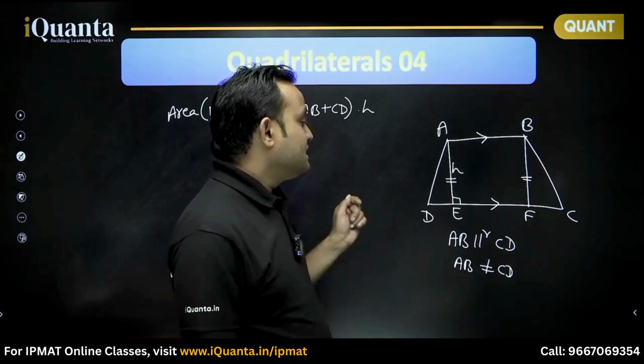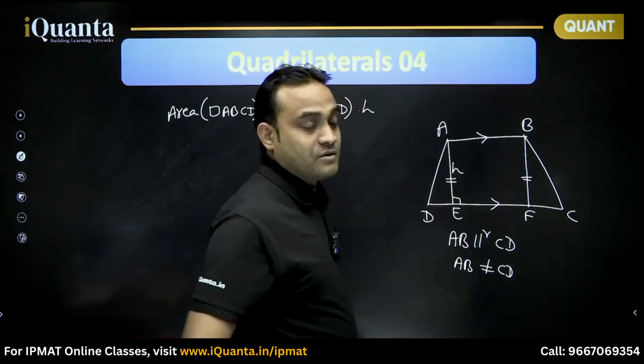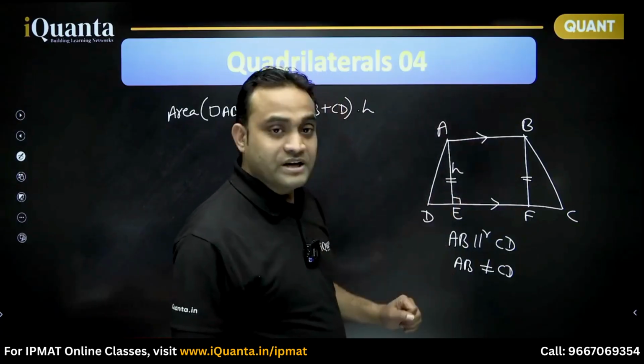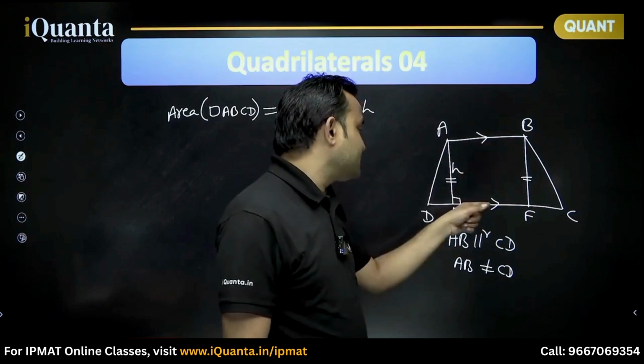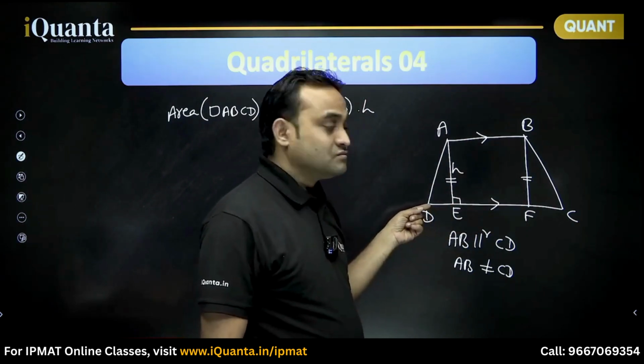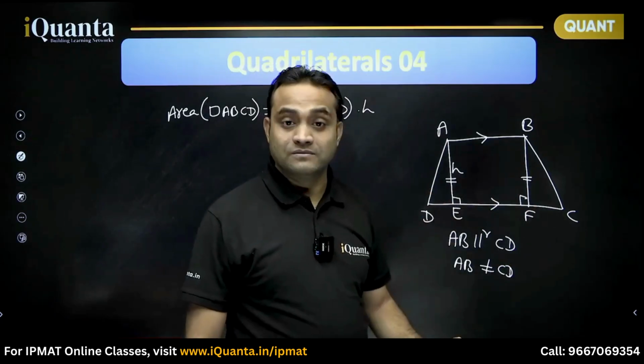Now remember that in the quadrilateral AEFB, AB is parallel to EF. Also, AE will be parallel to BF. Why? Because they are making the same angle on a line. This will also be perpendicular. So this becomes a rectangle.